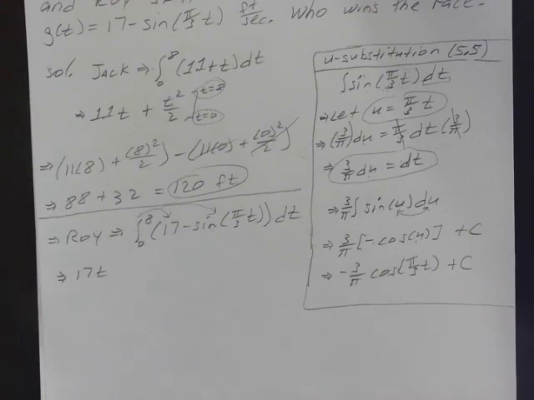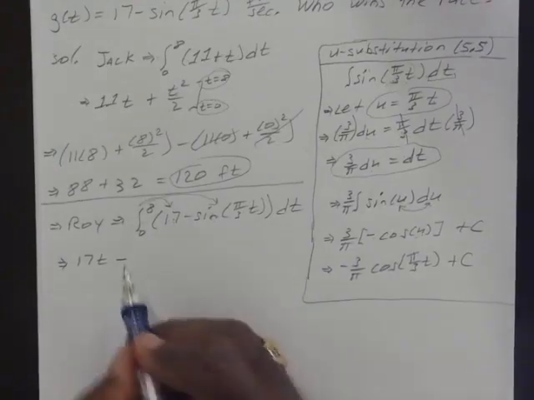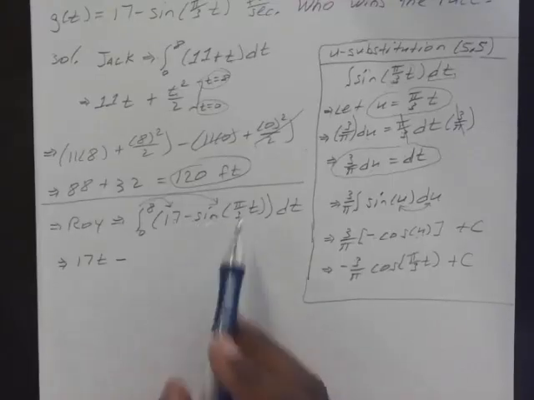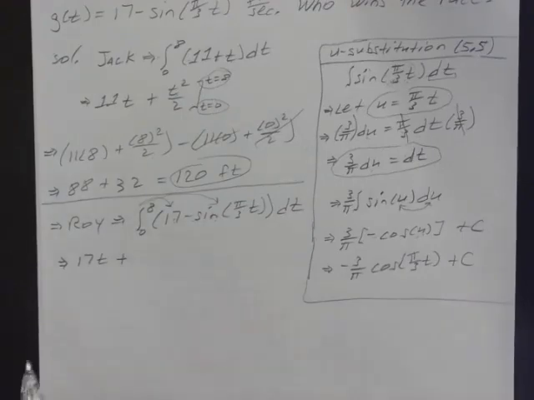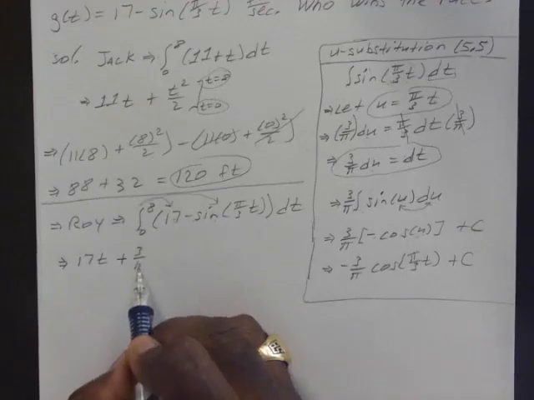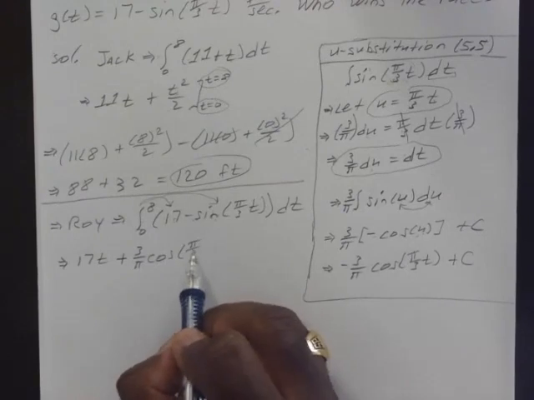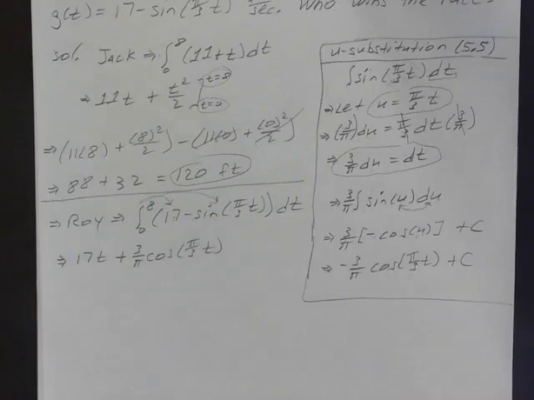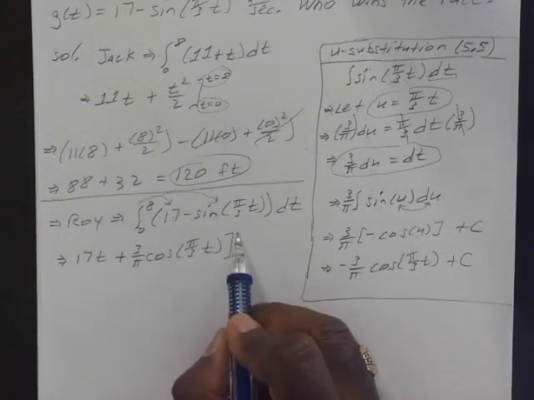Okay, so now we have the integral of 17 is 17t minus the integral of sine of pi over 3t, which is negative. Since it's minus negative, we can go ahead and make that plus 3 over pi times cosine of pi over 3 times t, and that's from t equals 0 to t equals 8.